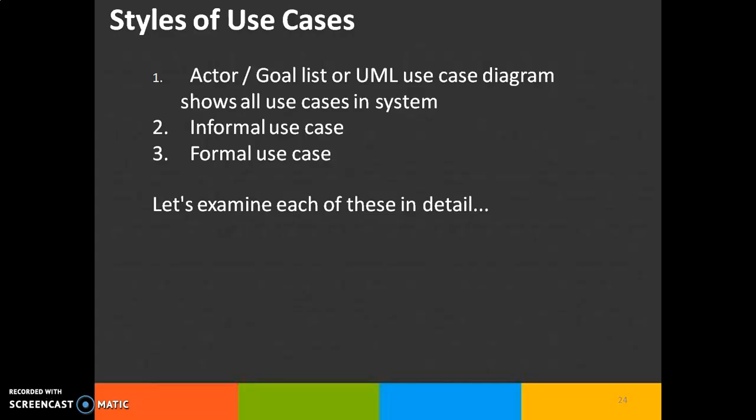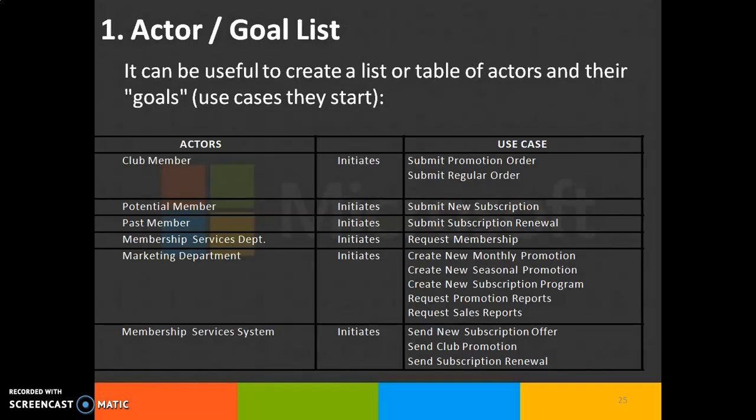Then, what are the styles of use case? The first one is the actor or goal list, or UML use case diagram, which shows all use cases in the system. The second is the informal use case, and the third is the formal use case. We'll see them one by one.